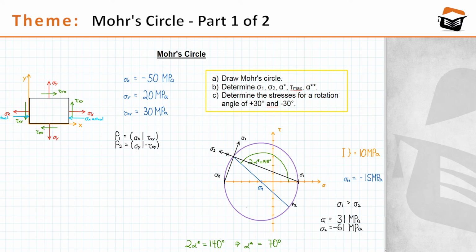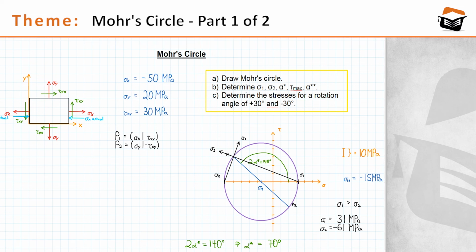And remember that these directions are the mathematically positive directions. Sigma 1 is positive, so the actual direction of sigma 1 is pointing in the same direction as this arrow, but for sigma 2, because the value is negative, the actual direction will be oriented in the opposing direction. Okay?